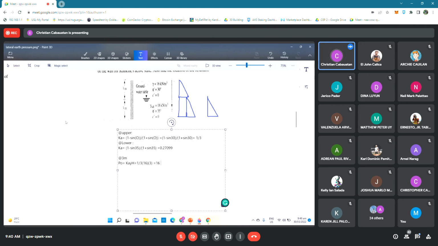16. Okay. So 16 kilopascal. Okay? So doon na tayo at 6 meters. Therefore, sa 6 meters, ang gawin na lang natin dito ay yung sa first part. Okay?